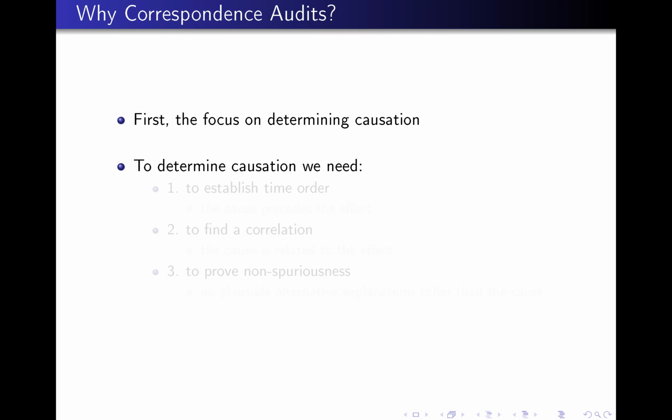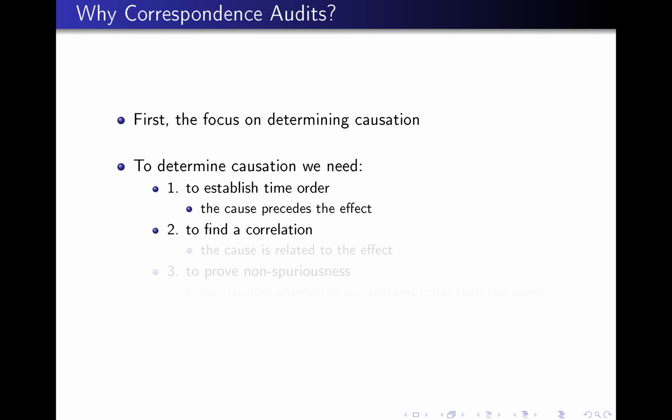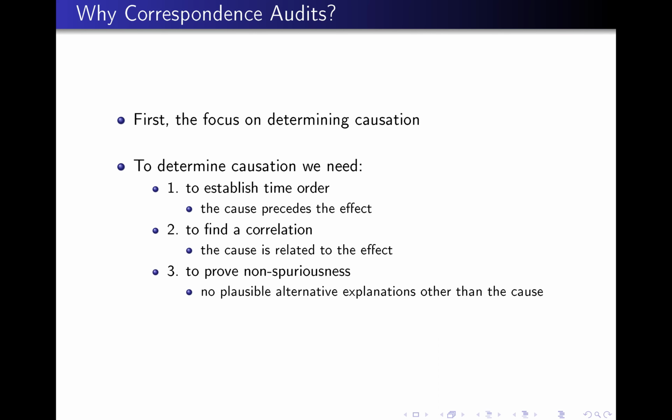We want to run experiments because we're interested in a causal effect. And to determine causation, just as a review here, we need to establish time order. So we need to know that the cause precedes the effect, which is sometimes quite difficult with observational research, especially cross-sectional observational research. Second, we need to find a correlation and know that the cause is related to the effect. And third, and this is really the key one with these types of experiments, we're trying to prove non-spuriousness. So essentially, we want to make sure there's no plausible alternative explanations other than the cause.